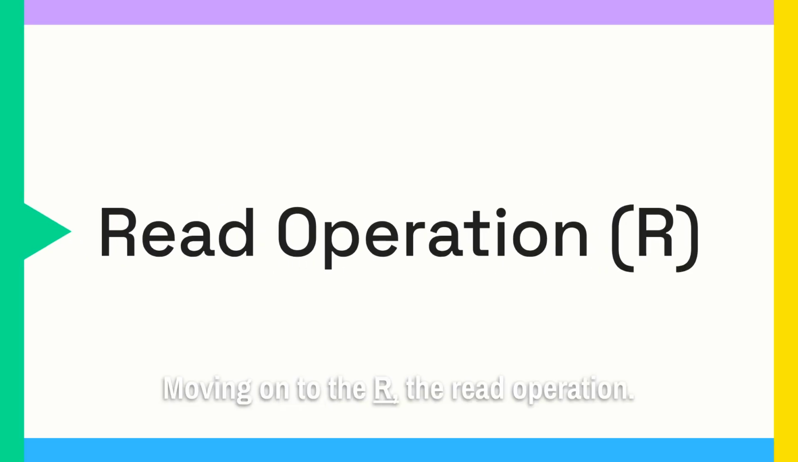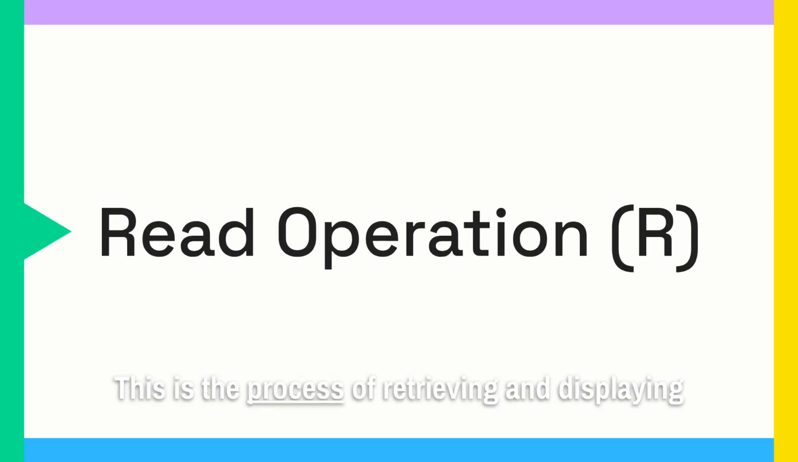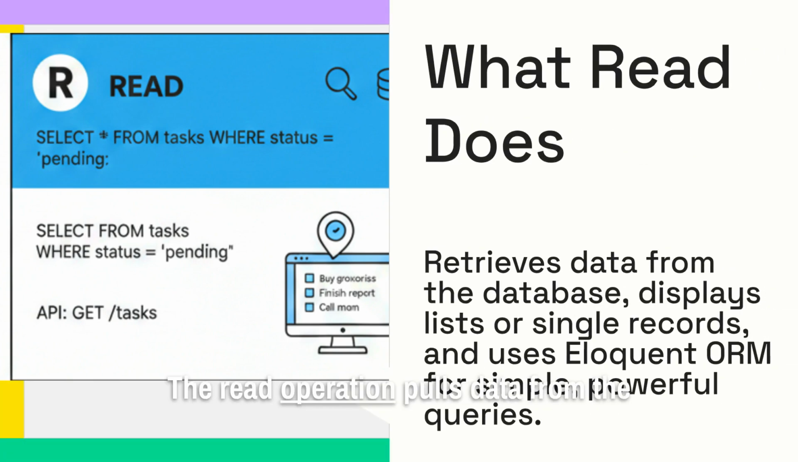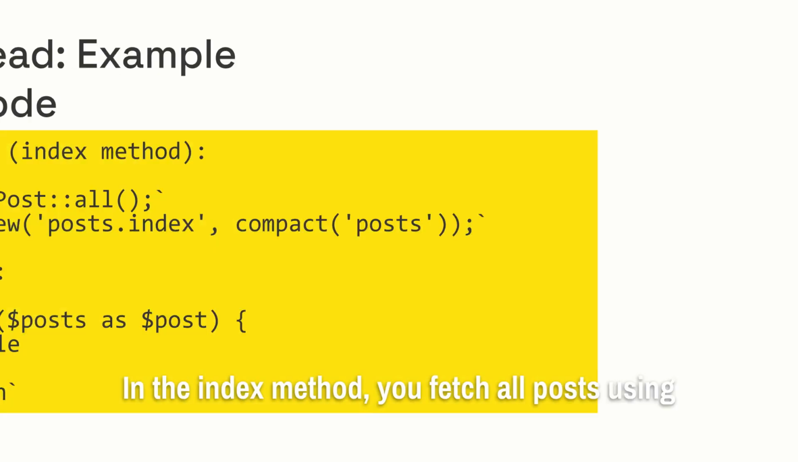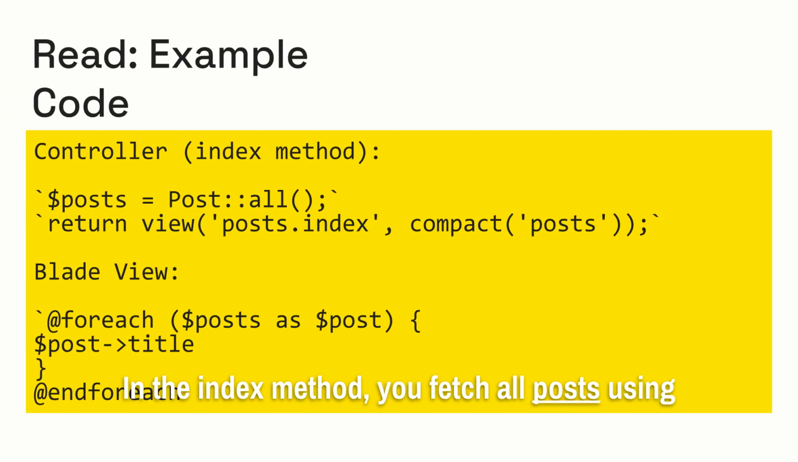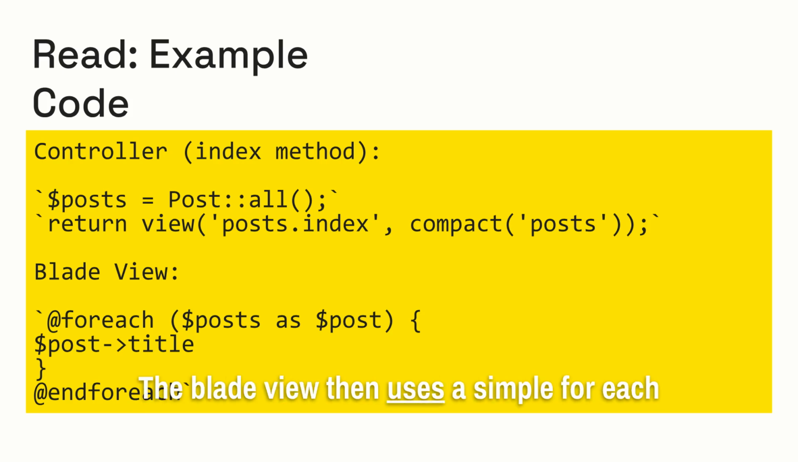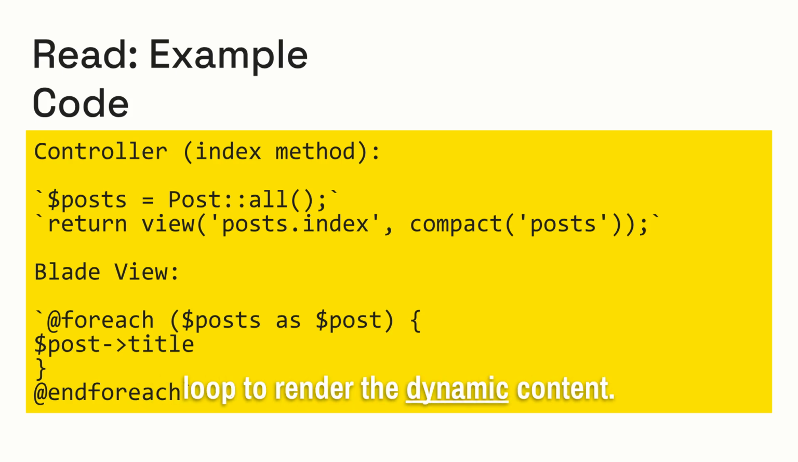Moving on to the R, the read operation. This is the process of retrieving and displaying existing data. The read operation pulls data from the database. Laravel's Eloquent ORM simplifies this greatly, allowing you to easily retrieve collections of records or individual entries, which are then passed to a view for display. In the index method, you fetch all posts using Post::all and pass them to the Blade view. The Blade view then uses a simple foreach loop to render the dynamic content.